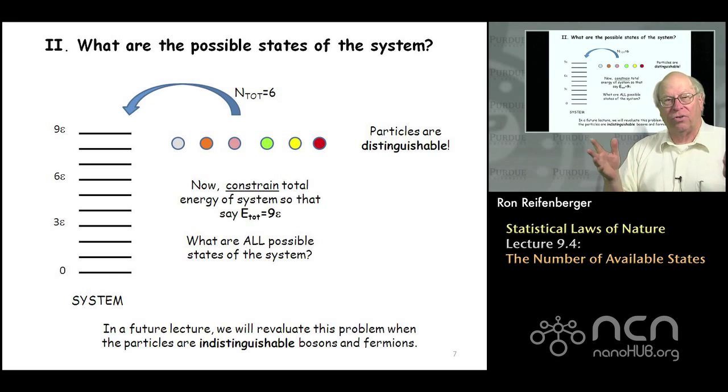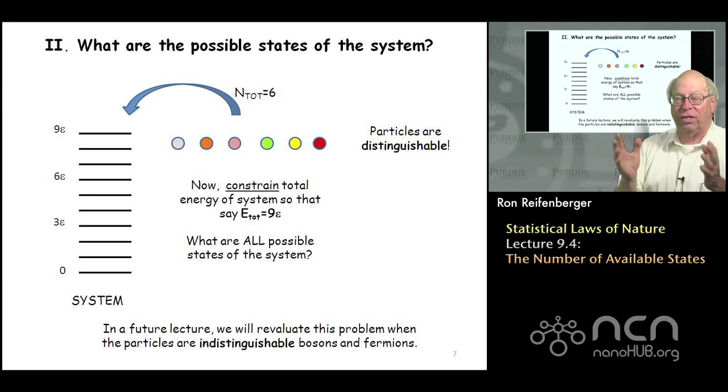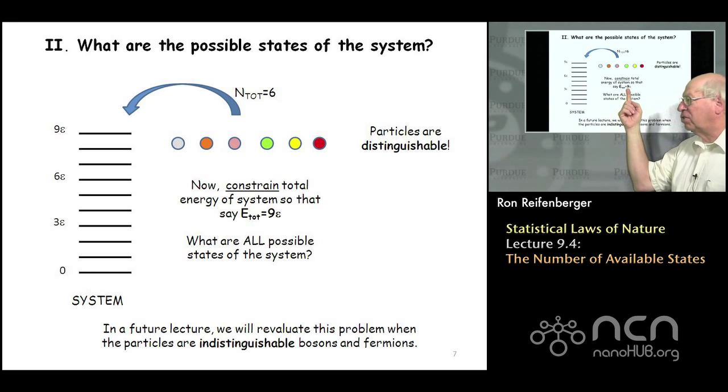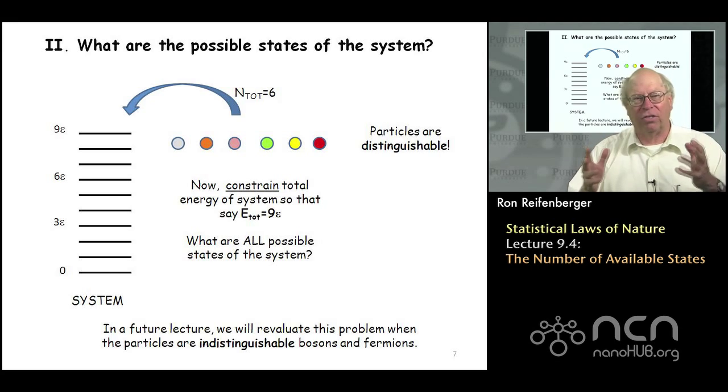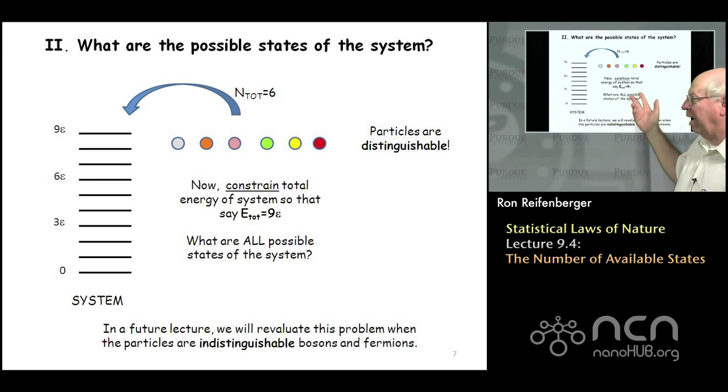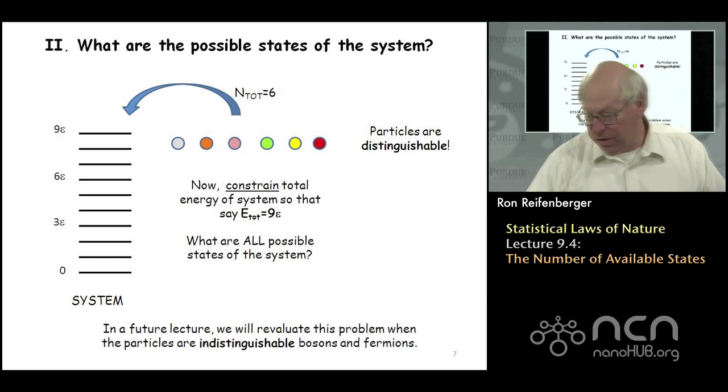And so to answer this question, I have to constrain the total energy. So for this example, for the next few slides in this lecture, I'm going to constrain the total energy so that it's equal to 9 epsilon. My system is going to be this equally spaced set of energy levels. And I'm going to drop in 6 distinguishable particles and just start to ask, what are all the possible microstates of the system that have this total energy of 9 epsilon? So that's the next question.